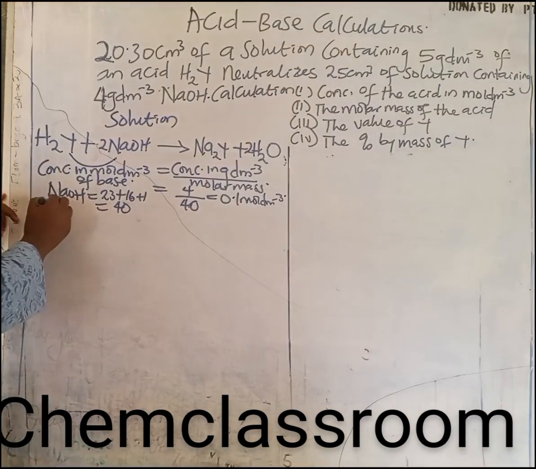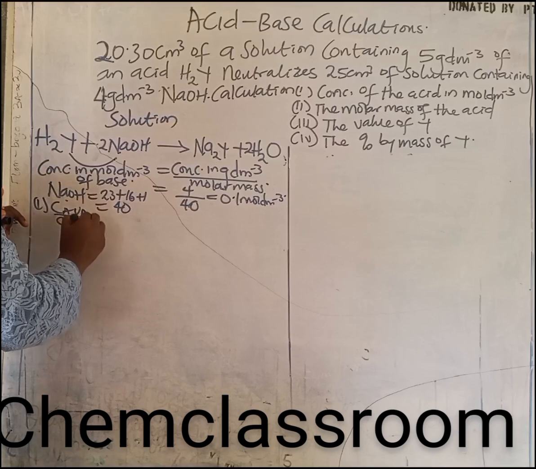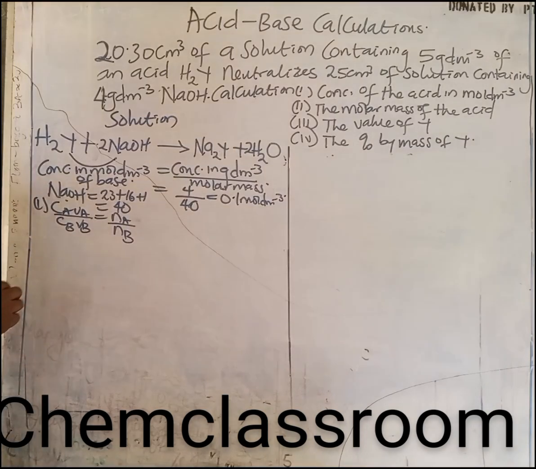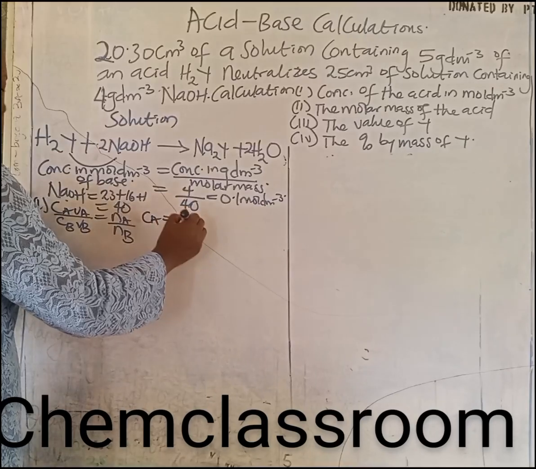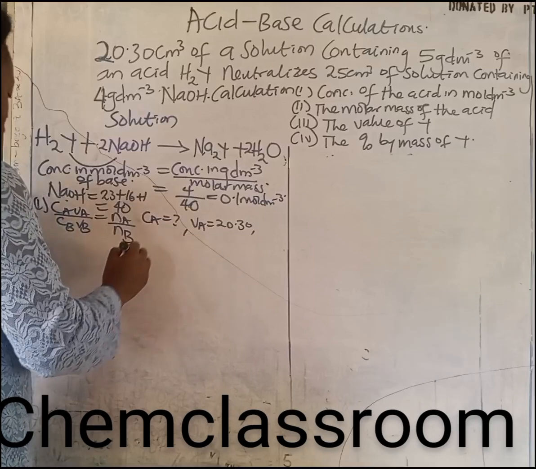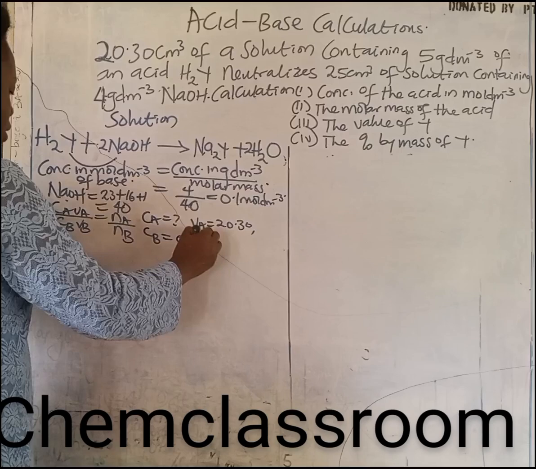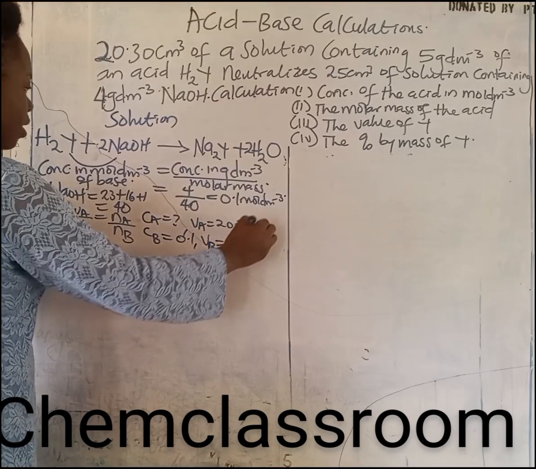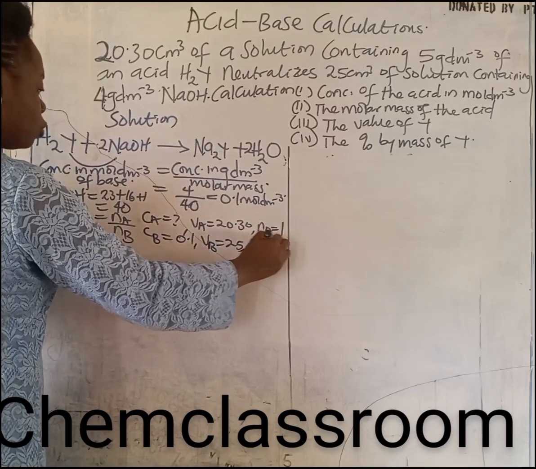I'll be using CAVA over CBVB equals NA over NB. So I'm going to write out our parameters before we proceed. My CA is what we are looking for. VA is 20.30. CB is 0.1. VB is 25. NA, the number of moles of the acid, is 1, and my NB is 2.